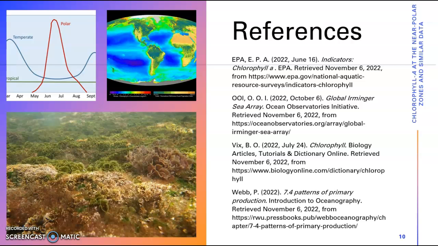These would be the references. These photos, so this bottom left-hand photo is a photo of the algae within the ocean near the bottom of the ocean. The top right-hand corner photo is the temperatures, just a photo showing the different temperatures in the ocean, as well as the top left-hand corner shows the polar, the temperate, and the tropical for different things.